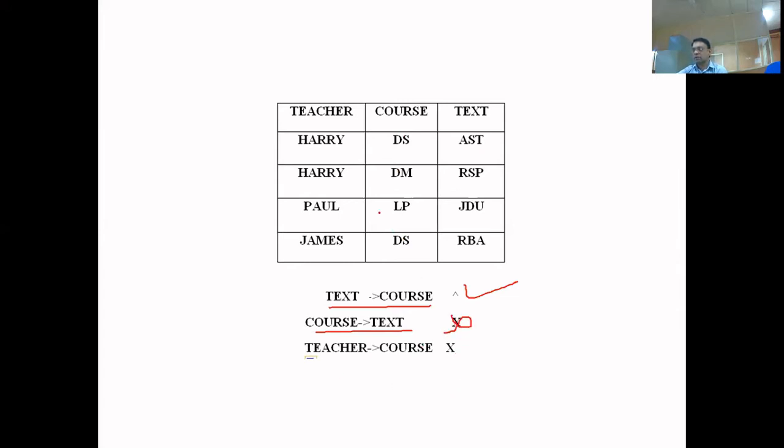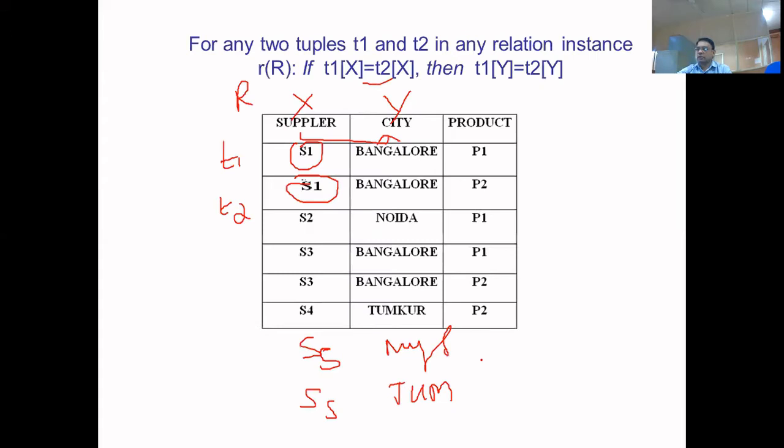Teacher determines course. If this were a different name, John, then this functional dependency could hold good here. But now Harry is repeating twice, so T1 of X is equal to T2 of X, but T1 of Y is not equal to T2 of Y. This functional dependency also does not hold good here. So that is the definition of functional dependency.